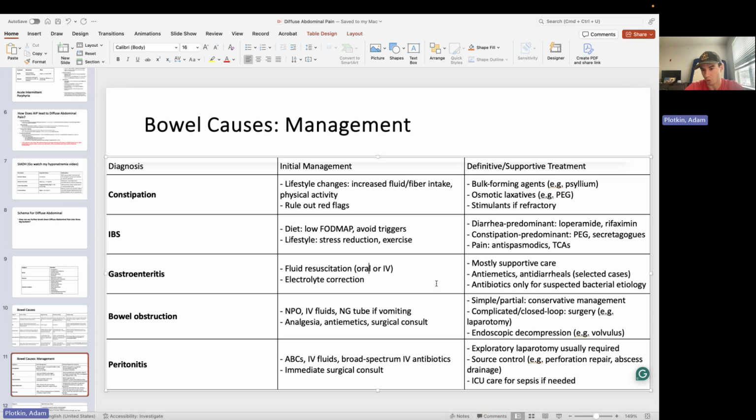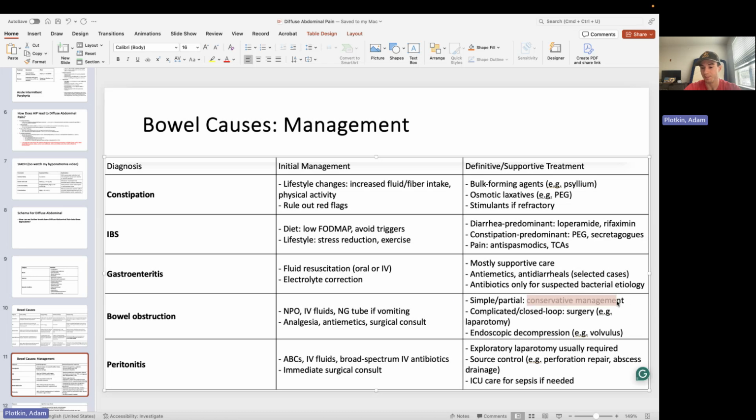Gastroenteritis: fluid resuscitation, oral or IV depending on how dehydrated the patient is, and we're going to correct their electrolytes. We're going to do supportive care. Sometimes we can use antiemetics or antidiarrheals. Sometimes we can use antibiotics for severe bacterial infections. Okay, usually we don't use them though. Bowel obstruction, right? First line is always NPO, IV fluids, NG tube, and decompression for vomiting. Then if we have a simple partial obstruction, we continue the conservative management. If we see on imaging complicated or closed loop, we go to surgery, right? If the patient has failed conservative management, they just keep getting worse and worse, we go to surgery, okay?